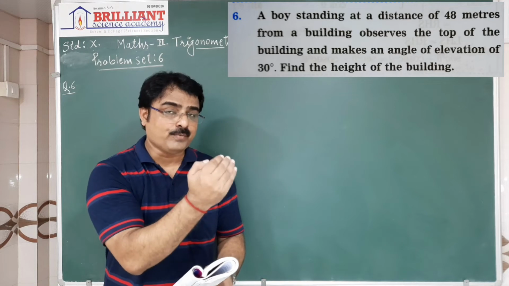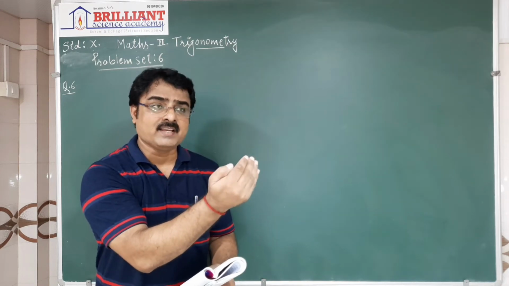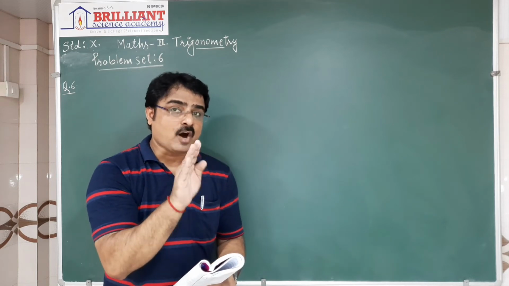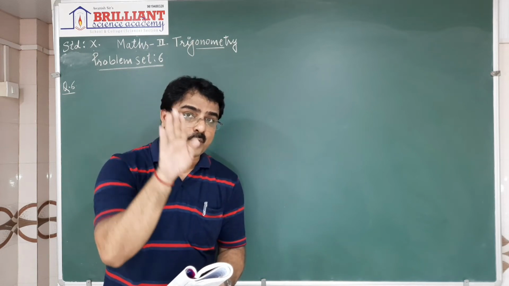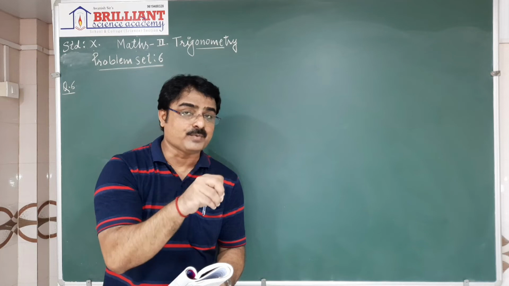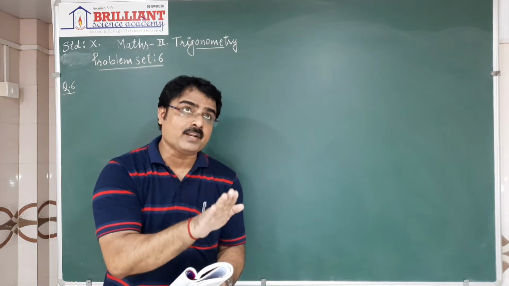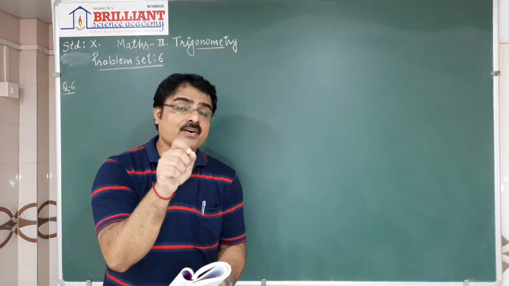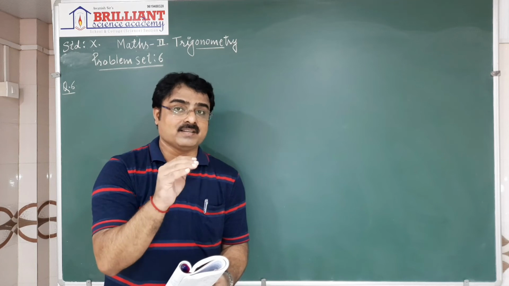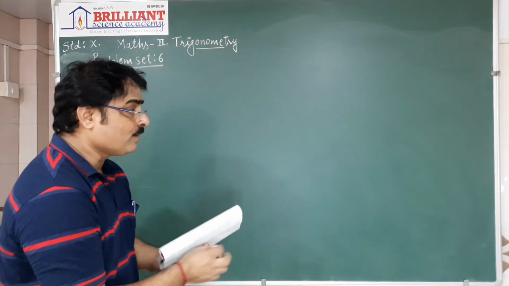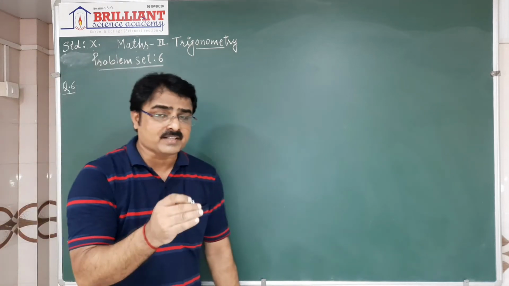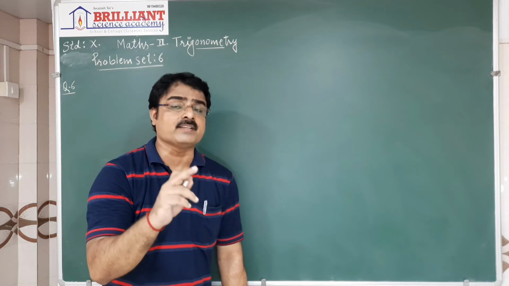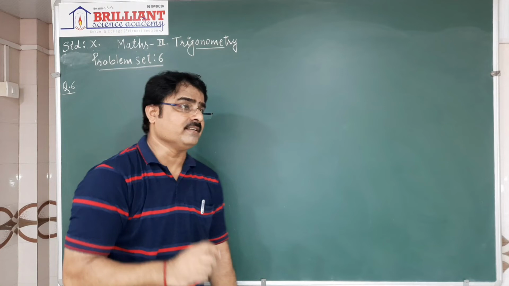A boy is standing at a distance of 48 meters. From where do we take the 48 meters distance? From the building. And the boy is observing the top of the building. The boy is considered as an observer. When the observer is looking from a lower level to a higher level, which angle is formed? Angle of elevation. Are you clear? Now from the given information, first we make a perfect diagram. When you make a perfect diagram, then you can solve the question very easily.